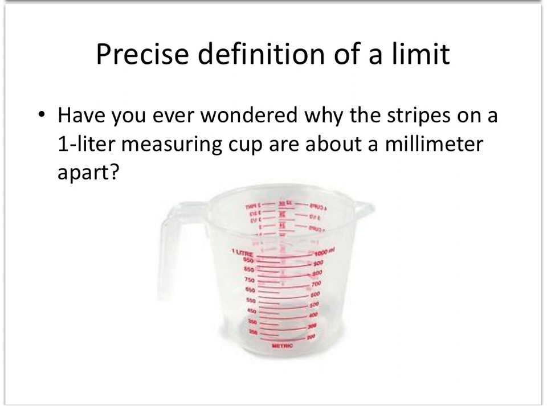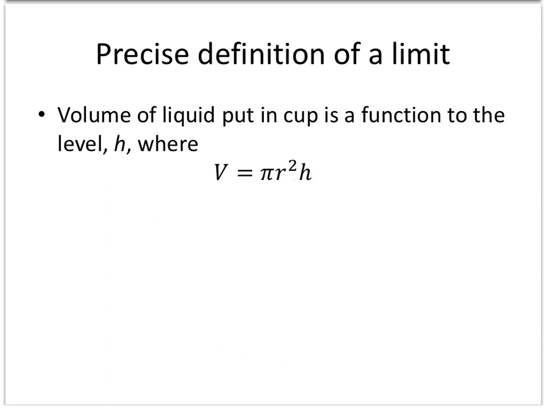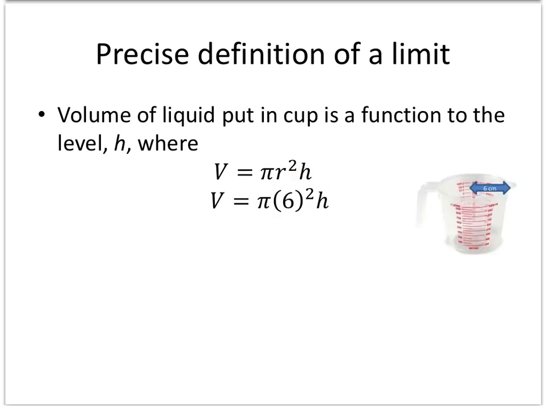Well, a measuring cup, and I know you have stayed awake many nights wondering why the stripes on a 1 liter measuring cup are about 1 millimeter apart. I have a 1 liter measuring cup, and this is a right circular cylinder with a radius of 6 centimeters. What I want to do is this volume, and this formula I'm giving to you, the volume of the liquid that I put into this measuring cup, is a function of the level. Now this is a different h, this is the height of the cup. So it's a function of height. If I have the radius 6 centimeters, I just simply plug it in, and I have this formula for volume.